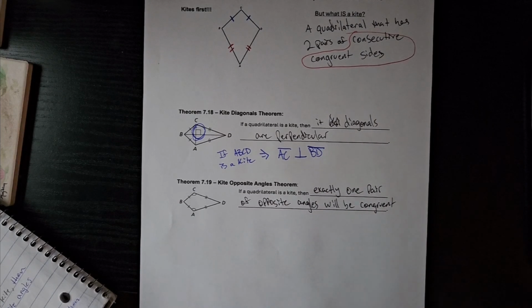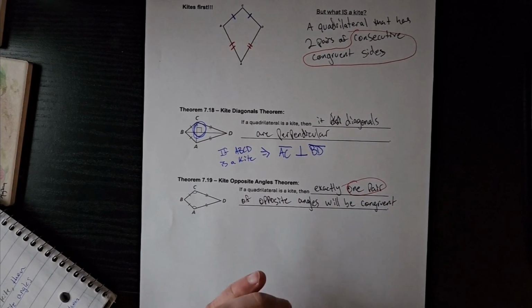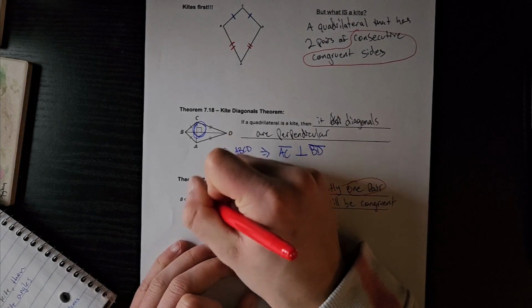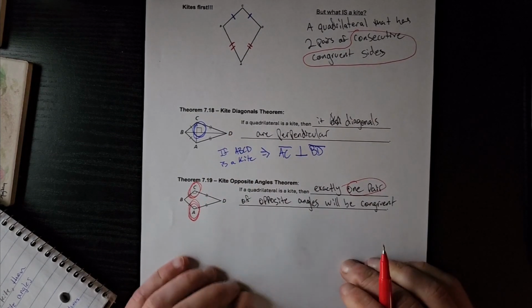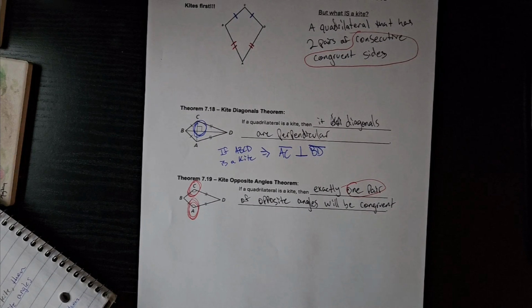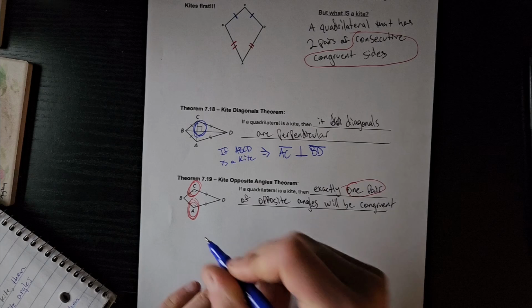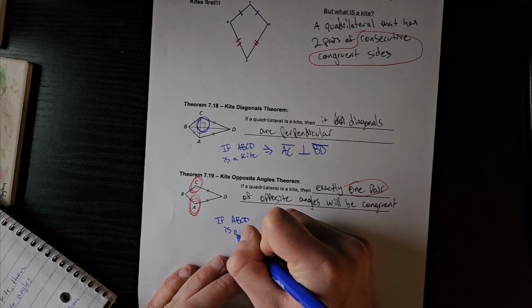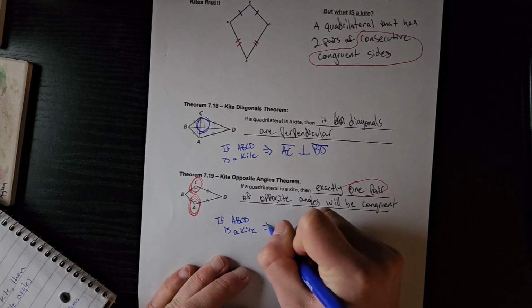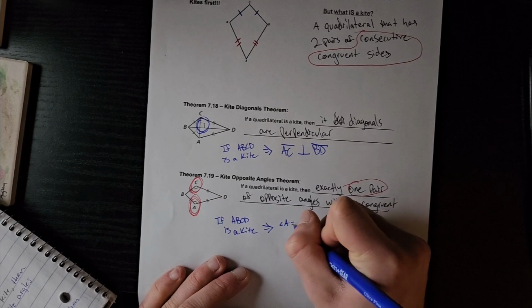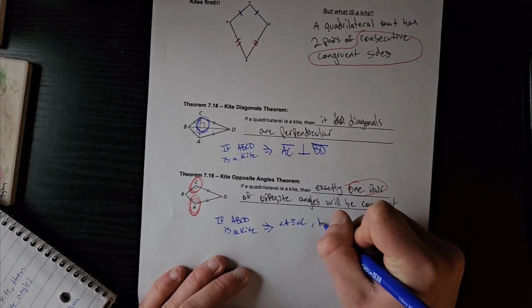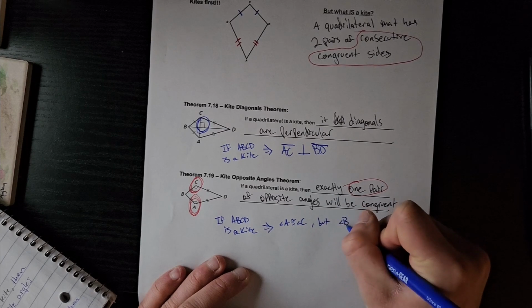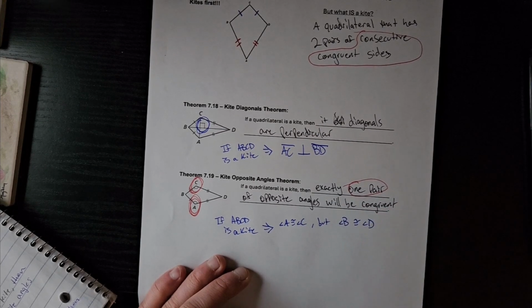Big emphasis on the one pair of congruent angles, because it is only one pair of opposite congruent angles. Noticing in our picture right here, we have angle C and angle A. Those are the opposite congruent angles. So that means if ABCD is a kite, or wants to even be a kite, then angle A is going to be congruent to angle C, but angle B will not be congruent to angle D.